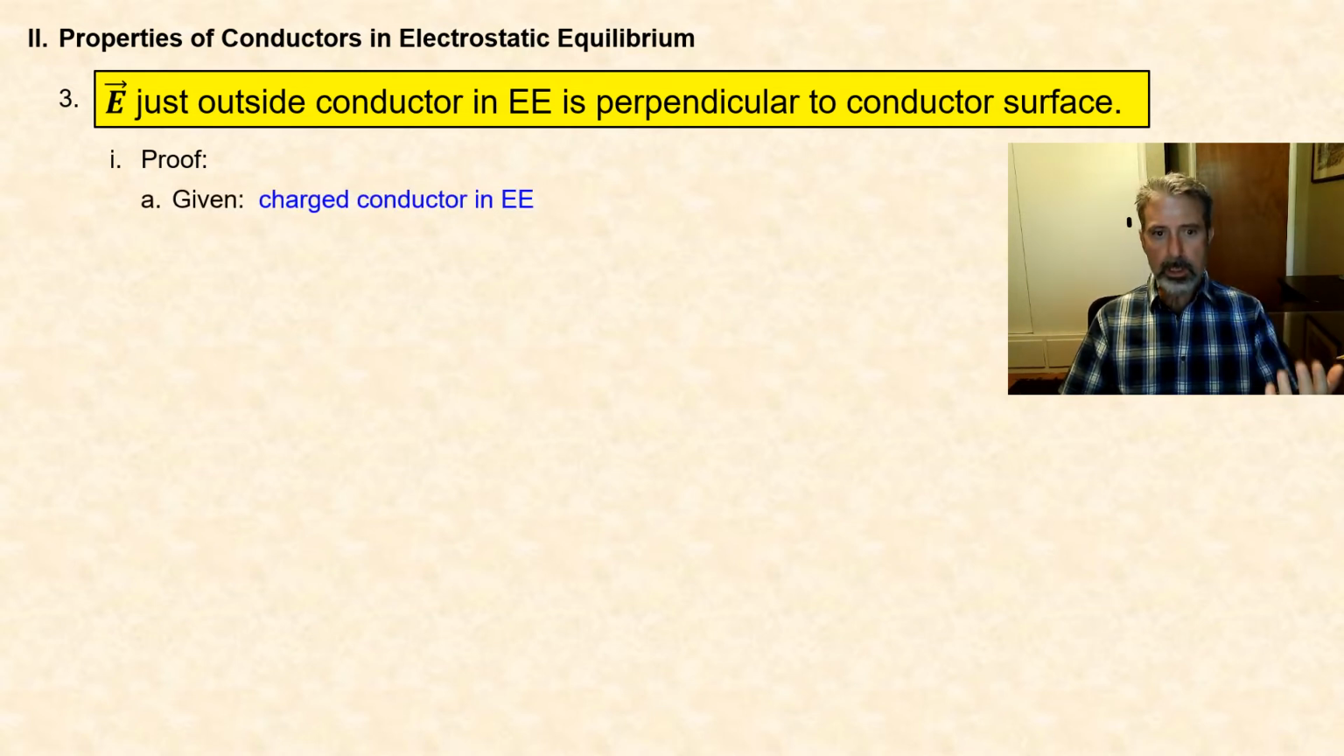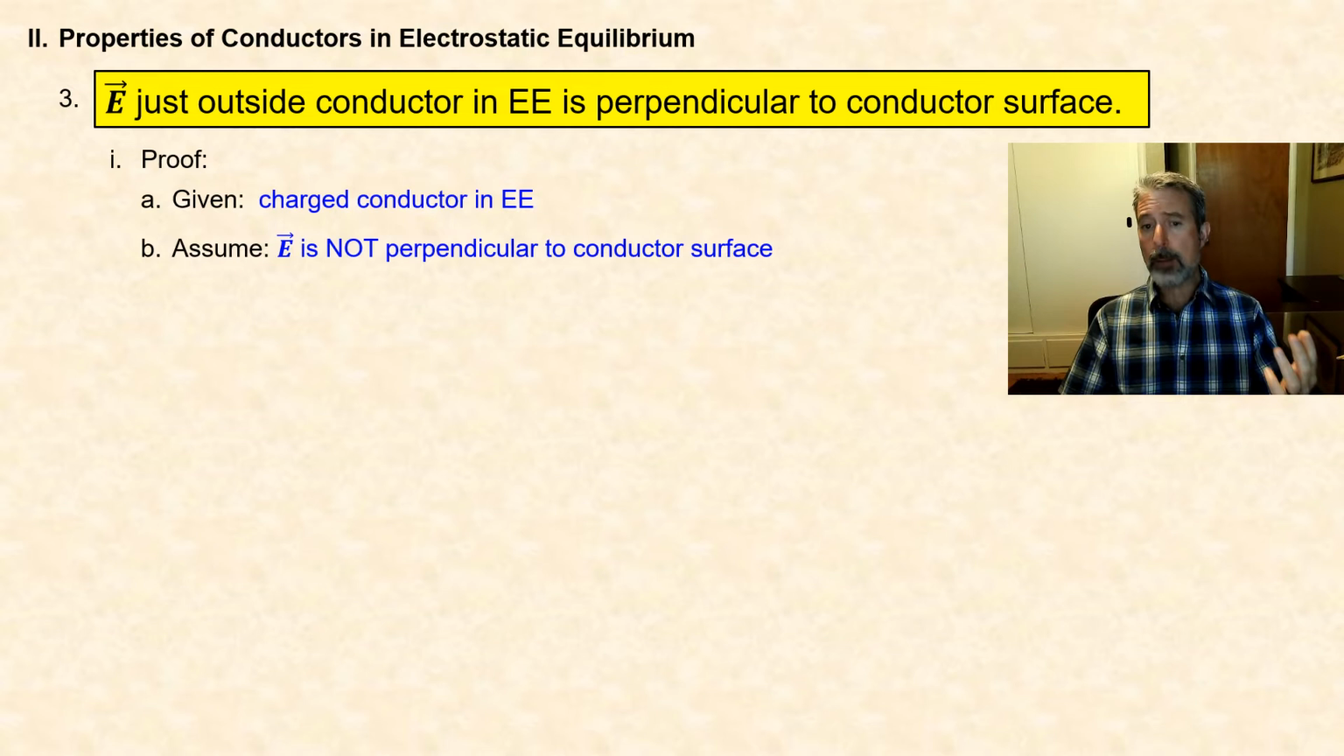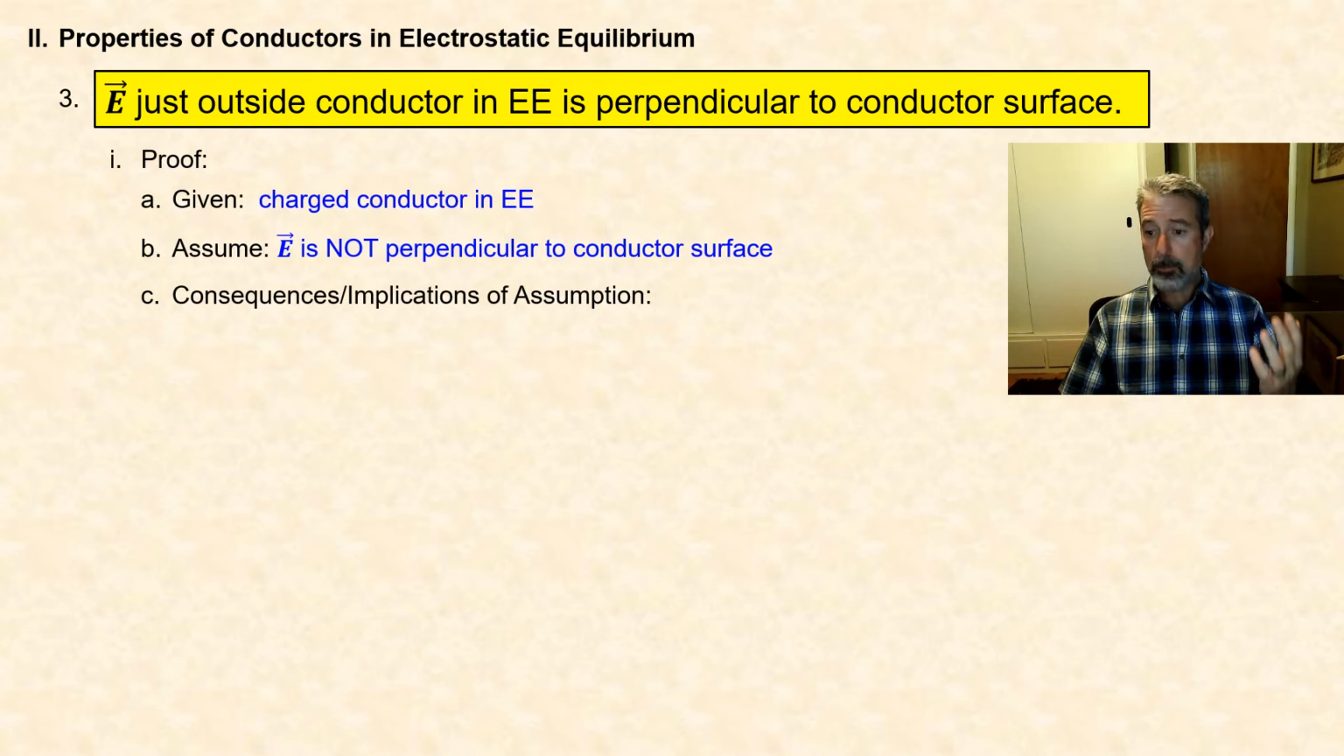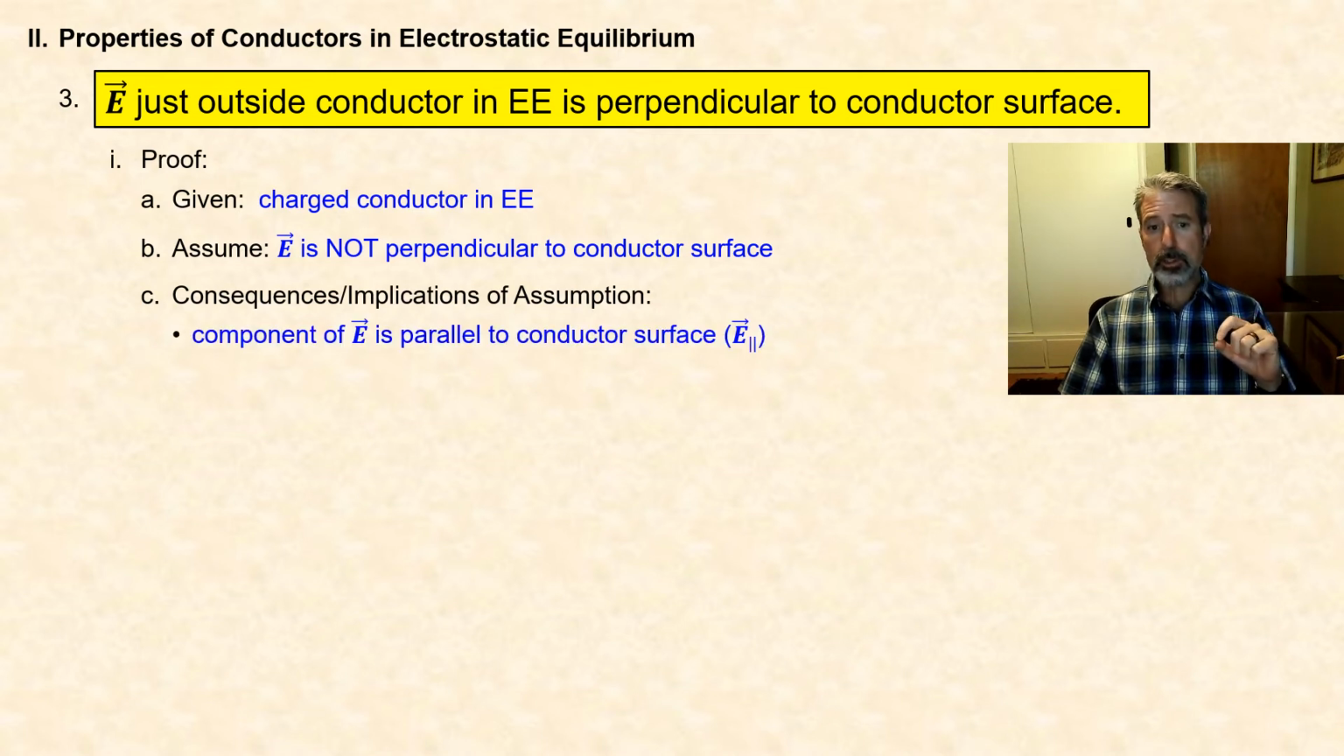So let's suppose here that we're given a charged conductor in electrostatic equilibrium, and let's assume the opposite of that hypothesis, that the electric field is not perpendicular to the conductor surface. Now we're going to show that this leads to a contradiction. If the electric field is not perpendicular to the conductor surface, this implies that there must be a component of that electric field that is parallel to the conductor surface. That's what I'll call E parallel.